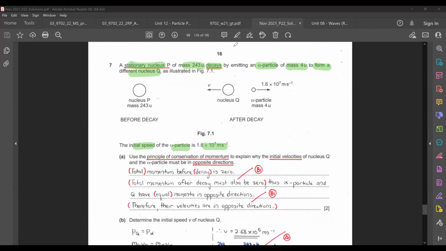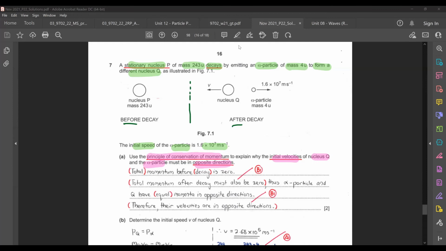The next thing they ask you here is this. Using the principle of conservation of momentum, explain why the initial velocities of Q and alpha particle must be in opposite directions in the first place. Okay, so right now you are supposed to use conservation of momentum. You can think of this one as before and after. Last time you learned it as before and after collision, but this time you think of it as something similar. Before and after decay is the same thing also.